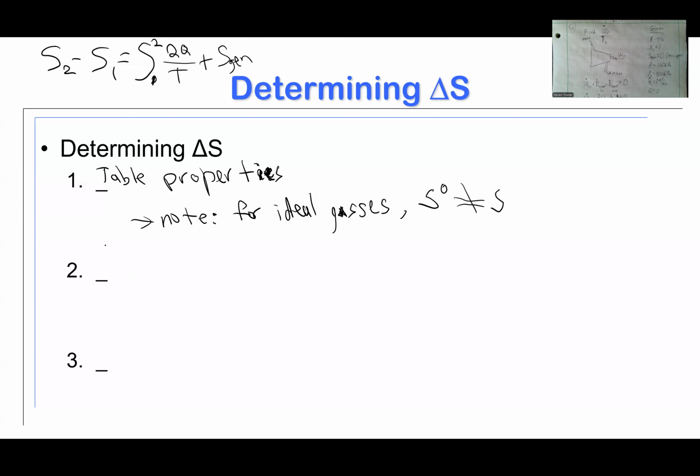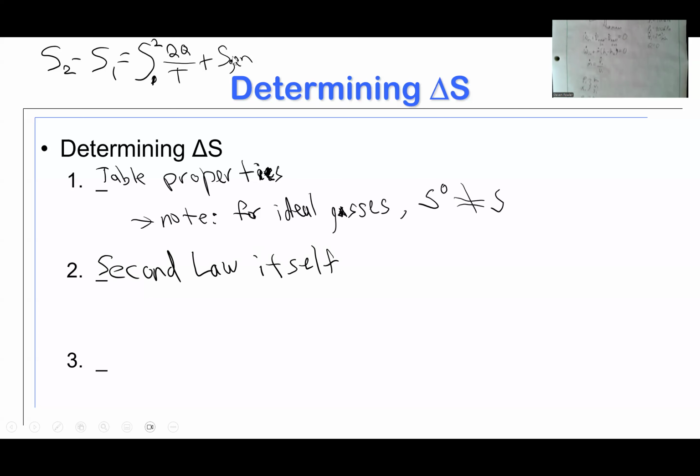The second way that I can determine delta S is what I like to call the second law itself, which is what we did in this last problem. I knew how to describe this term. It was zero. And I knew how to describe this term. It was zero. So I was able to use the second law itself to determine that the change in entropy is zero. And so that was a way that I could determine delta S. If I know everything about the right-hand side, I can use that to describe the left-hand side. So that is a thing that is allowed.